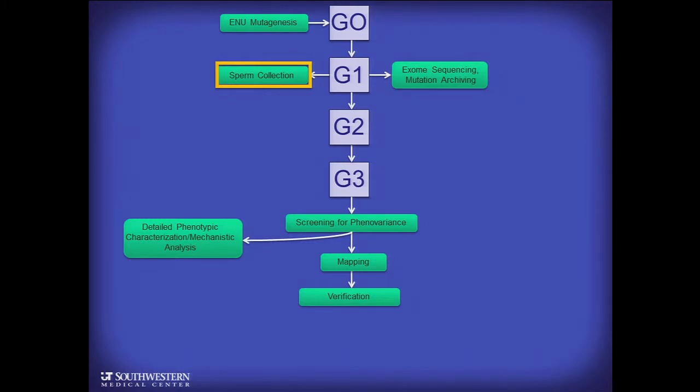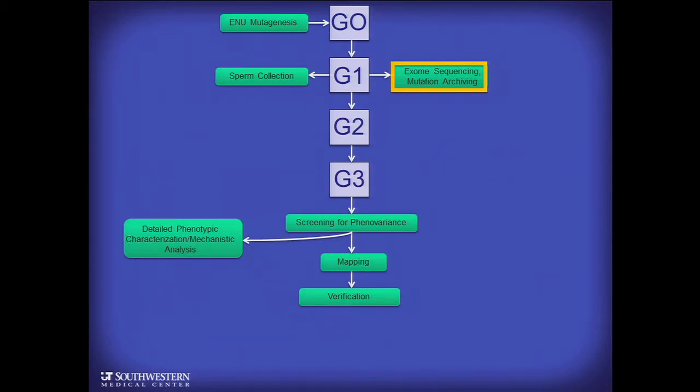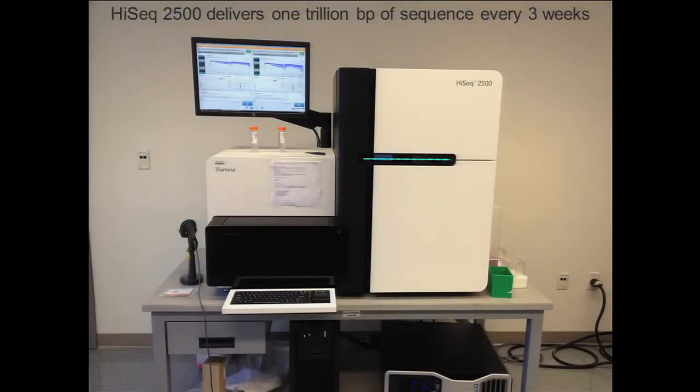we archive sperm, so we save all the mutations that we make in a frozen form and can retrieve them at any time. And we also do whole exome sequencing to determine exactly what mutations are present in this mouse. Whole exome sequencing is done by enriching the coding part of the genome and then sequencing it in depth. And this is done on a HiSeq 2500 Illumina sequencer, which can deliver about 1 trillion base pairs of sequence every 3 weeks. It's kind of humbling to realize after the last talk that this is only 1/300th the rate at which Procter & Gamble makes diapers, but it seemed like a lot to me.